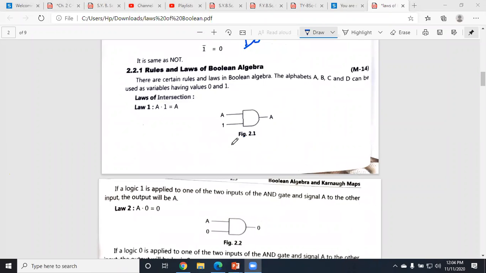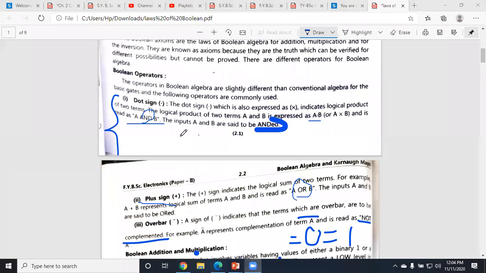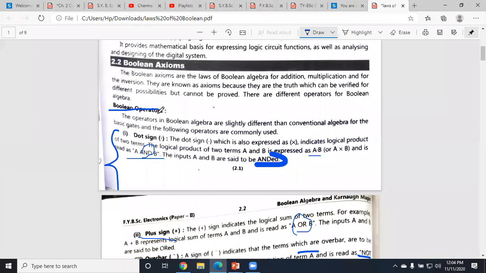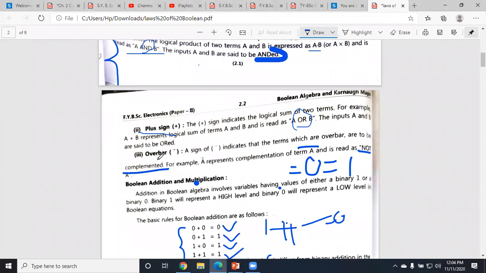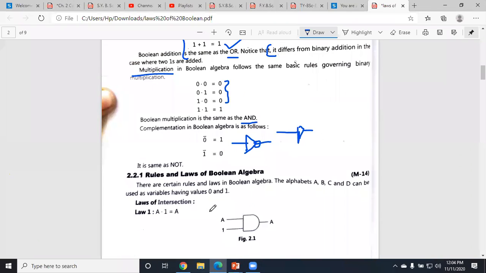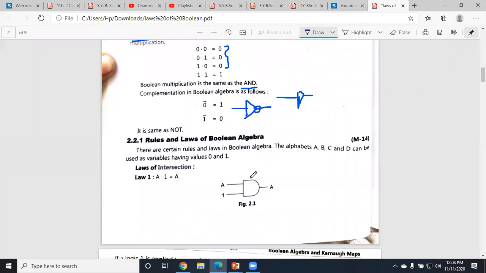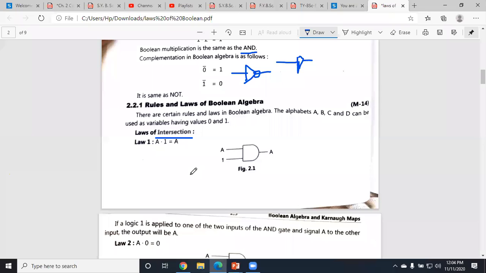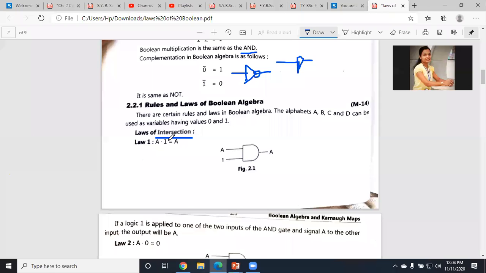Next, these are the rules and laws of Boolean algebra. Whatever we have seen just now are the operators: the dot sign, plus sign, overbar, and Boolean addition and multiplication. Now, which rules and laws do we have to use while dealing with Boolean algebra? First of all is the law of intersection. You have seen all this in your 12th standard: commutative, associative, and so on. We are just going to repeat all those laws, and we have to see the logic diagram for each and every law.